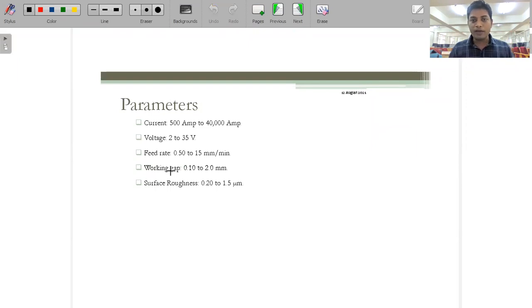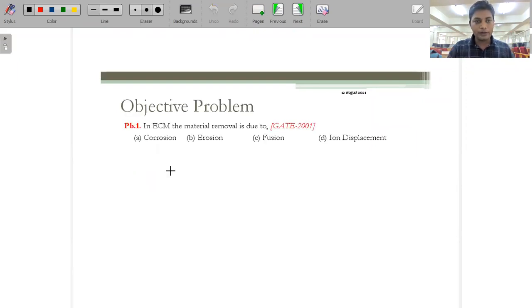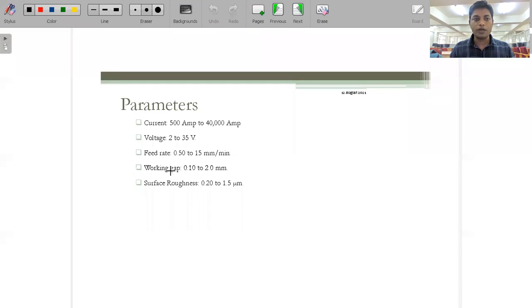So what are the parameters? I think this is the last slide for today, or one more question we have. What are the parameters that we have to keep in mind? This is very, very important. The current that we are using is in the range of 500 ampere to 40,000 ampere. Please keep this in mind. And the voltage is very minimum. This is because of the heating input or power density required, so here we keep the current very high and the voltage very low.